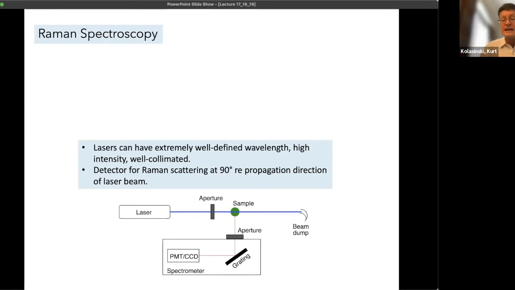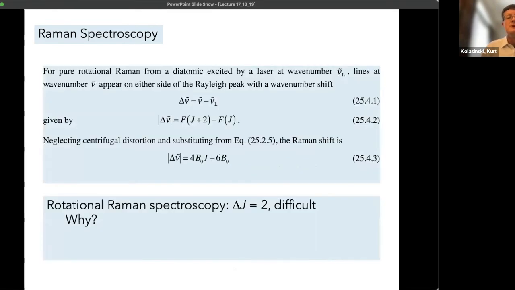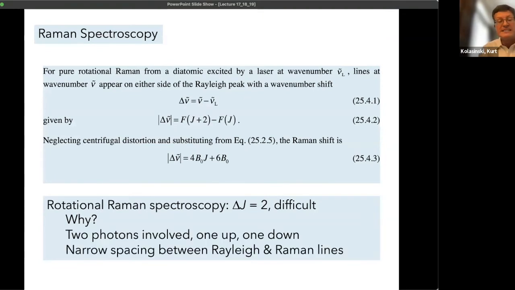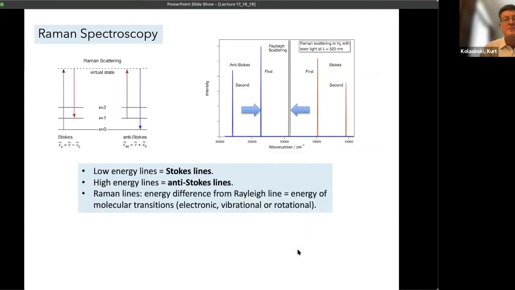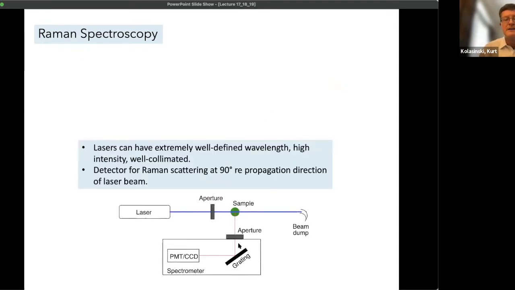You can do this for any kind of excitation, electronic, vibrational, rotational, in principle. But the reason why it's difficult is because of the narrow spacing between the Rayleigh and Raman lines. If this is rotational, remember those diagrams we had of rotational and vibrational. If you're looking at a rotational line, you're right next to the Rayleigh line. Vibrational lines can be spaced much further away, so it's much easier to get either filters or a grating in here that can separate out the two.